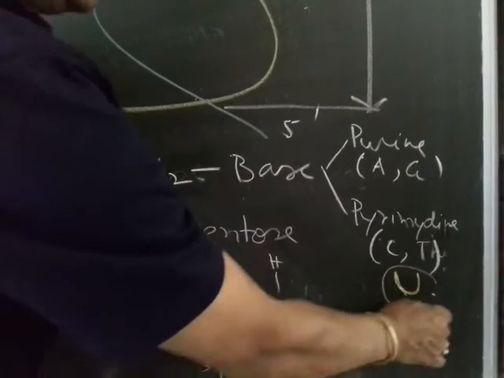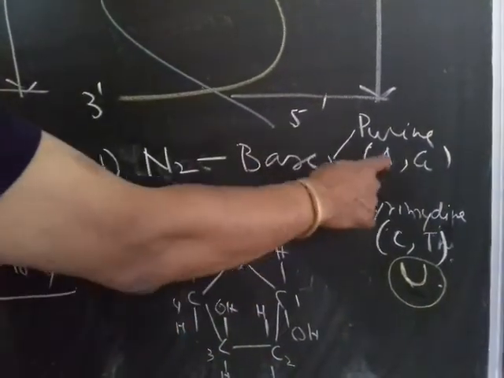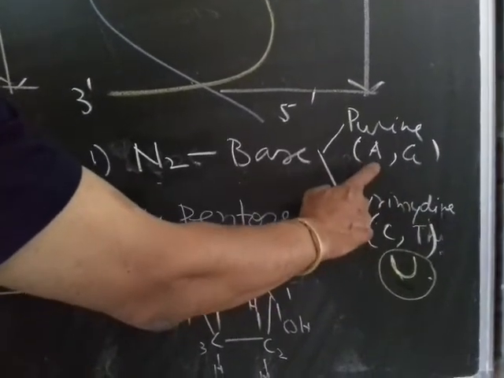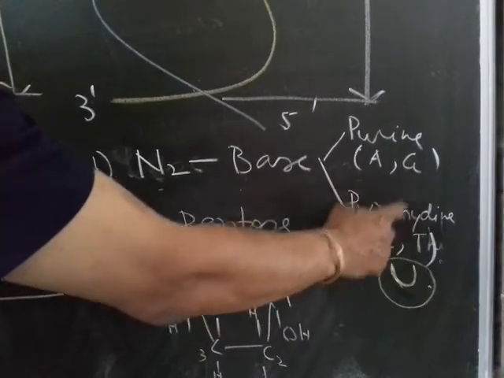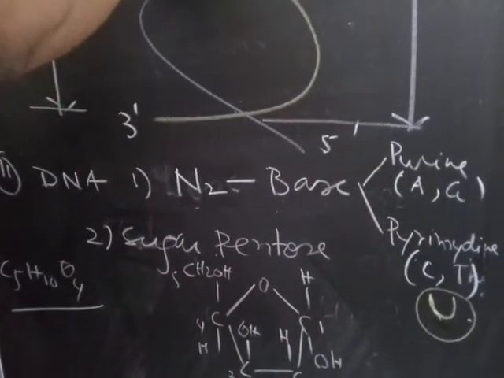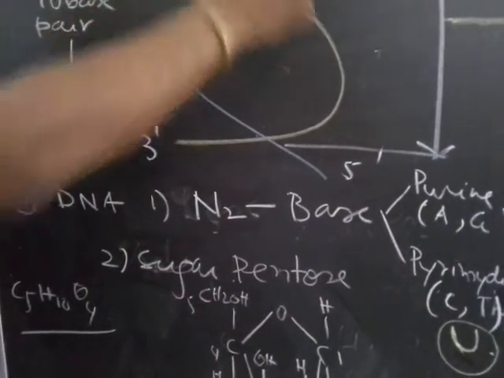I have not mentioned it here because in DNA you have these 4: AT, usually the complementary pair, and GC is the complementary pair. So one purine always complements a pyrimidine, or vice versa.